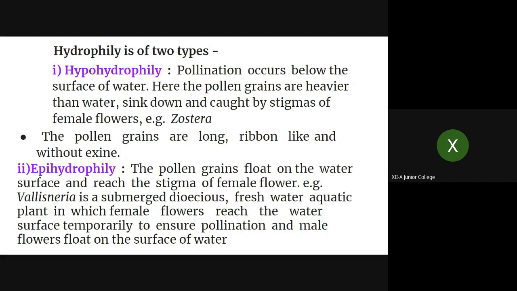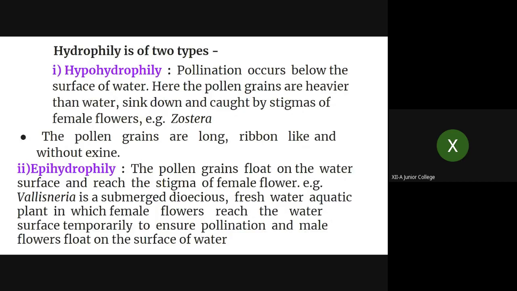surface. And what happens in case of the female plant? The female plant is submerged. Both are actually submerged. The pollen grains are very light in weight, so they float on the water. But in case of this female flower, what happens? This female branch has a long style, and it is coiled in water.